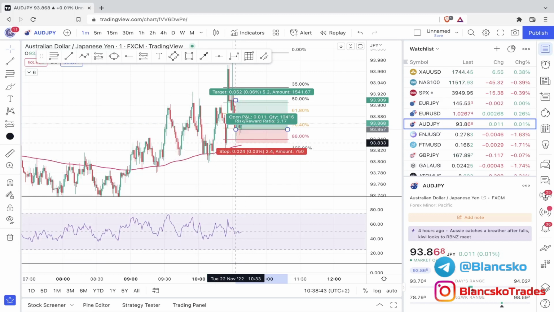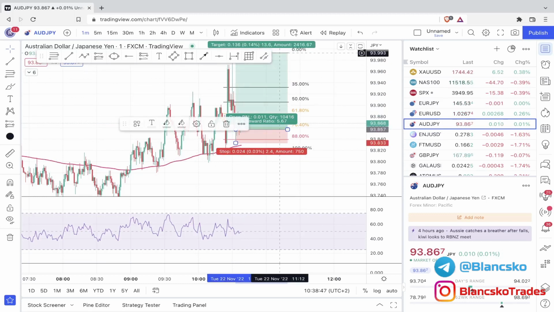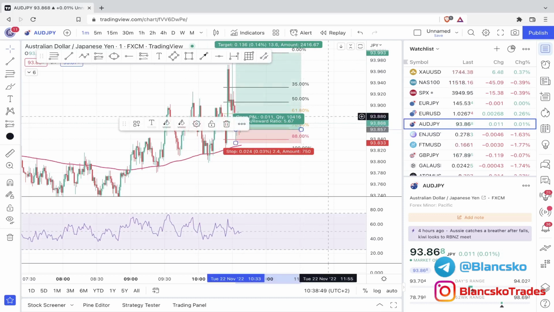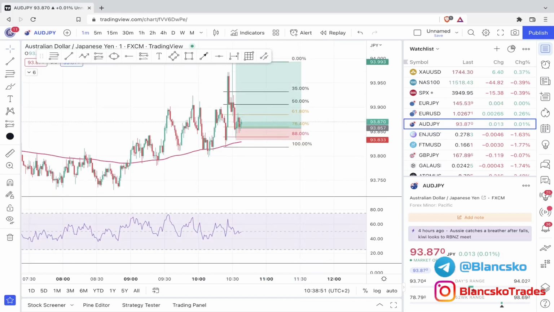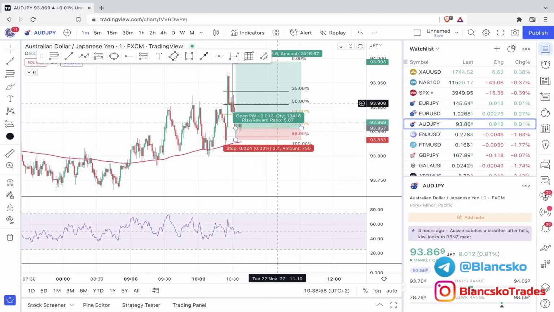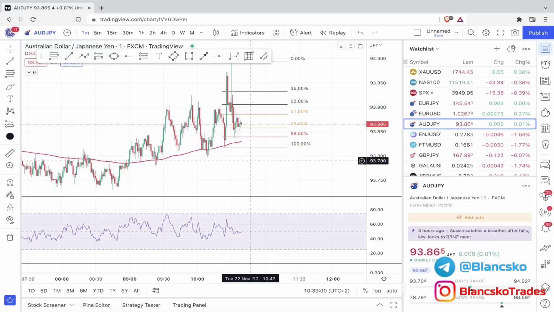So my entry would have been right here after this green doji candle. Stop loss would have been right below, and again my take profit would have been right at the 0 level for another 5.7R trade. Okay, but let's see if we get the other confluences. Do we get the other confluences? No. So this wouldn't be a trade.